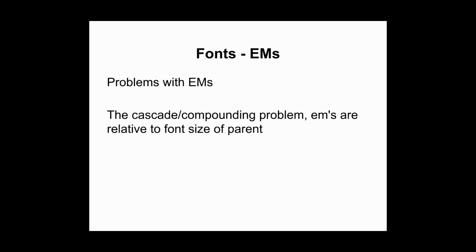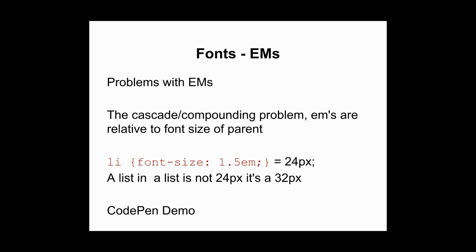But there are problems with EMs. The problem with EMs is that they're compounding, the cascading or compounding problem. EMs are relative to the font size of their parent, which means that they inherit the font size of the parent. So if I have a list, and the list item is 1.5ems, that is about 24 pixels based on our default font size of 16. But if we have another list inside that list, then the second list will not be 24 pixels, it will be 36 pixels, because it's inheriting the font size of its parent in addition to applying its own size.